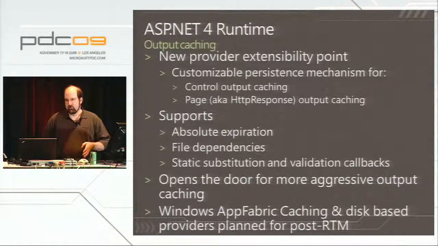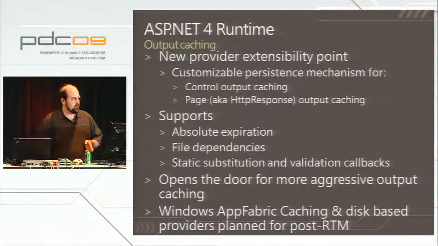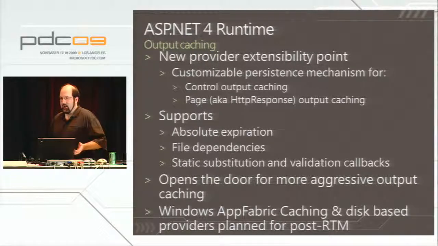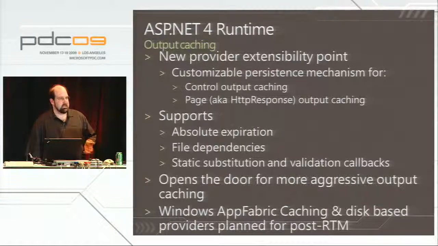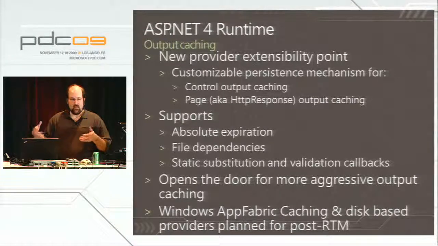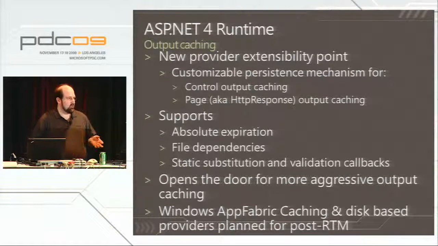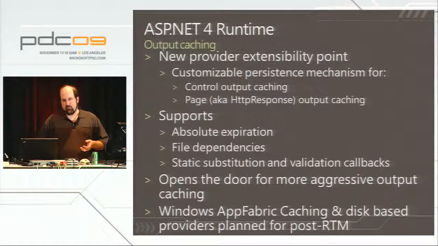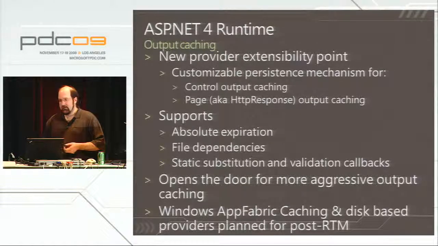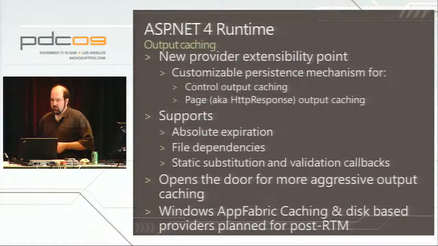We support absolute expiration on controls and pages that use custom output cache providers, but we don't support sliding expirations. And again, there it's like sliding expiration, what does a sliding expiration mean if I have like 5 web servers and they're all talking to a distributed cache? How the heck do I even keep that in sync? For file dependencies, that we support, but we don't support custom dependencies. And that's actually something it'll be interesting to see in the future beyond 4.0 RTM if we go out and make some changes and loosen that restriction.